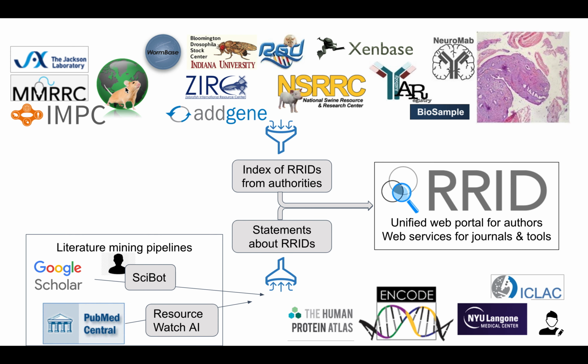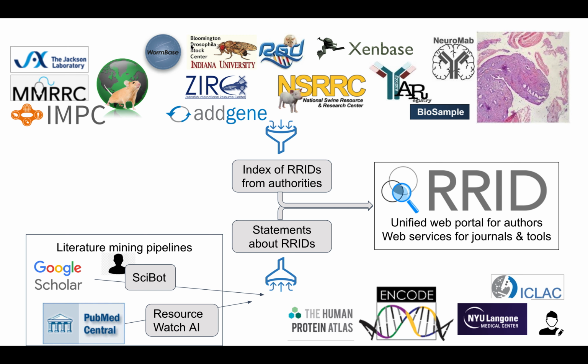Okay, who are these authorities for biological things? Well, they're groups like the MMRRC, and I'll come back to this in a few slides. This is a mouse repository. There are obviously flies, pigs. Addgene has little snippets of DNA. BioSamples, mostly tissue samples. Cellosaurus has cell lines, and the Antibody Registry is responsible for antibodies.